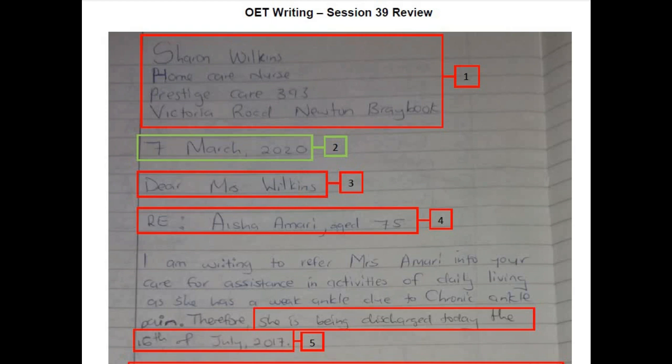In the reference, the candidate has again missed the title Mrs. before the name, and we don't have to write aged 75. Instead, you can simply say 75 years. Therefore, the reference can be written as RE colon Miss Aisha Amari, 75 years.